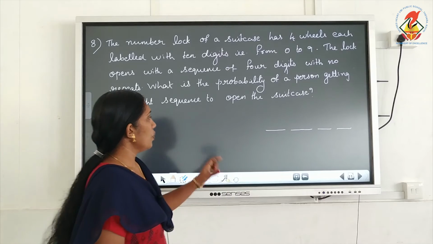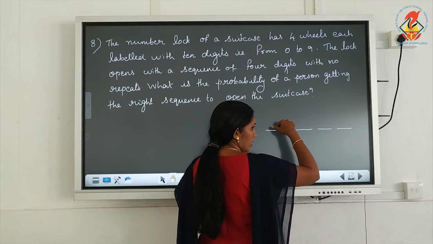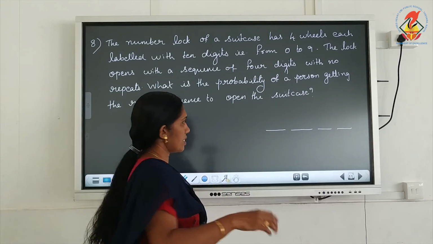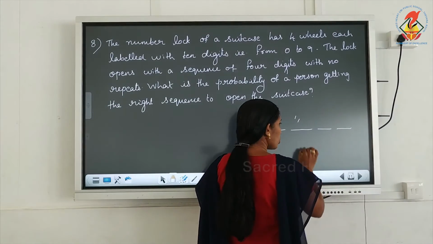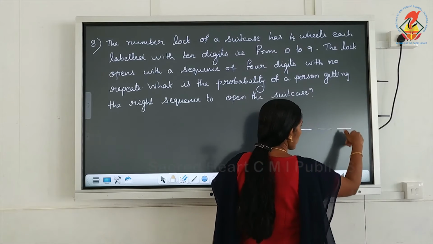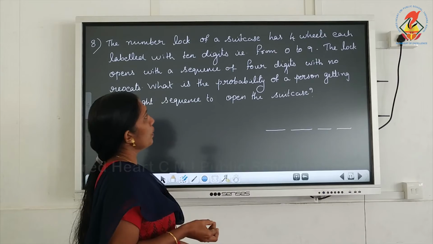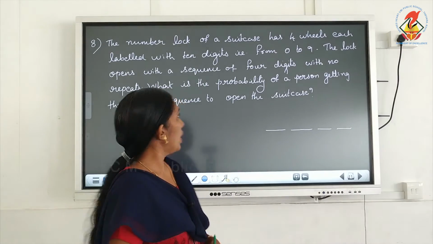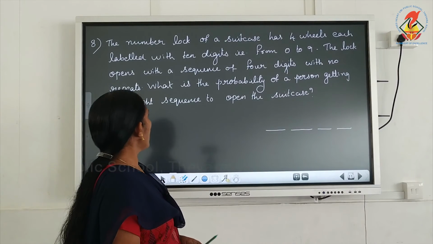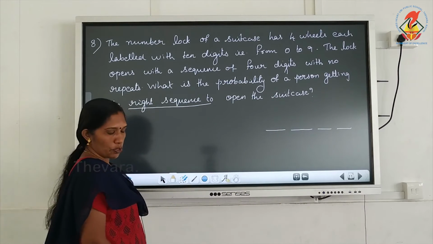Okay, 0 to 9. So for this one we can rotate that now, isn't it? So 0 to 9 are there. 0 to 9 means 10 digits. And for this one also 0 to 9, 10 digits. Third place also 10 digits. Fourth place also 10 digits. And the lock opens with a sequence of 4 digits with no repeats. Okay, what is the probability that the person gets the right sequence to open the suitcase?